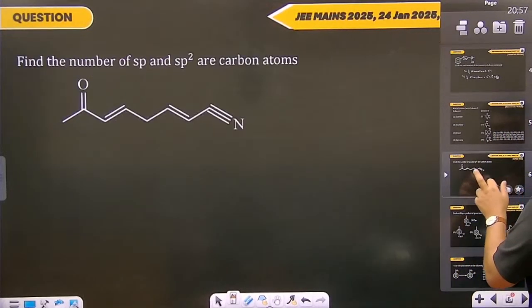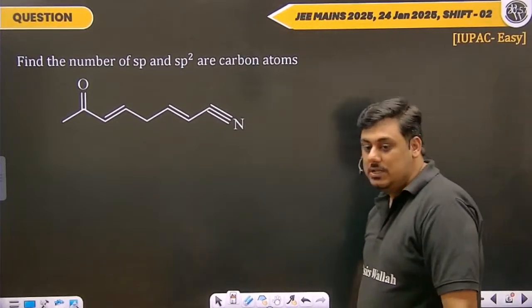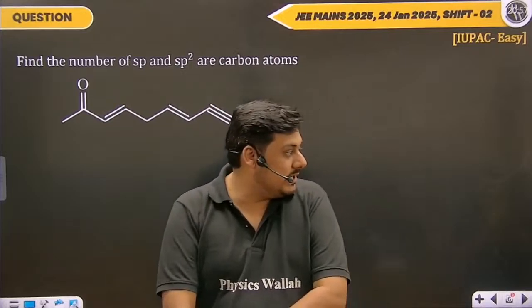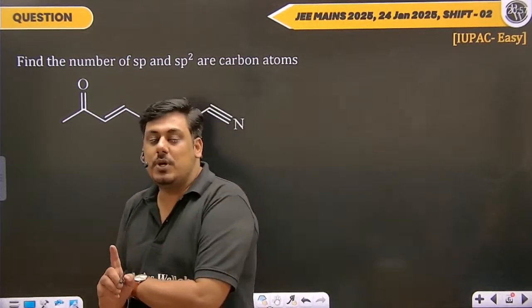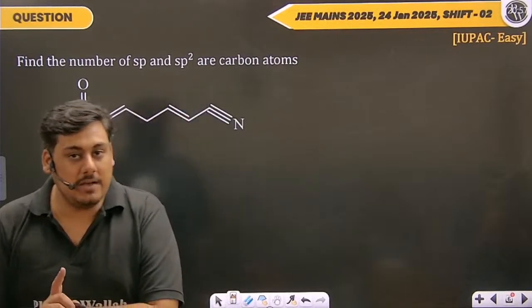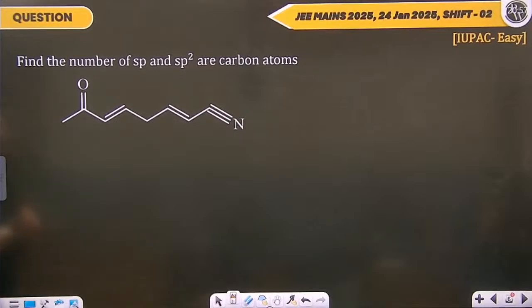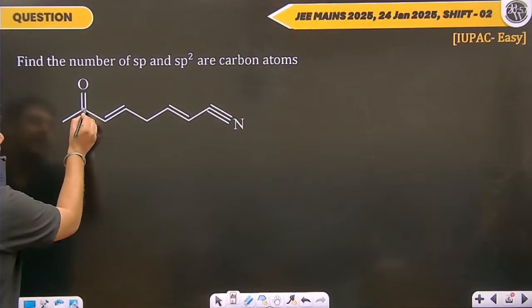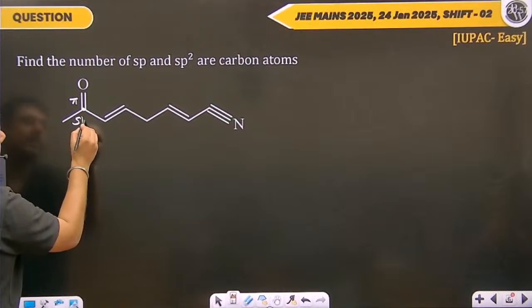The next question was again a very easy question. They are just asking you about the hybridization of the carbon atoms in this question, and they're asking how many carbon atoms have sp2 hybridization and how many carbon atoms have sp hybridization. Only the carbon atoms we need to look at, not any other atom. So look at this. This carbon is having a pi bond. So whenever carbon forms a pi bond, we know very well there are 3 sigma and 1 pi that correspond to sp2 hybridization. So this one is sp2.